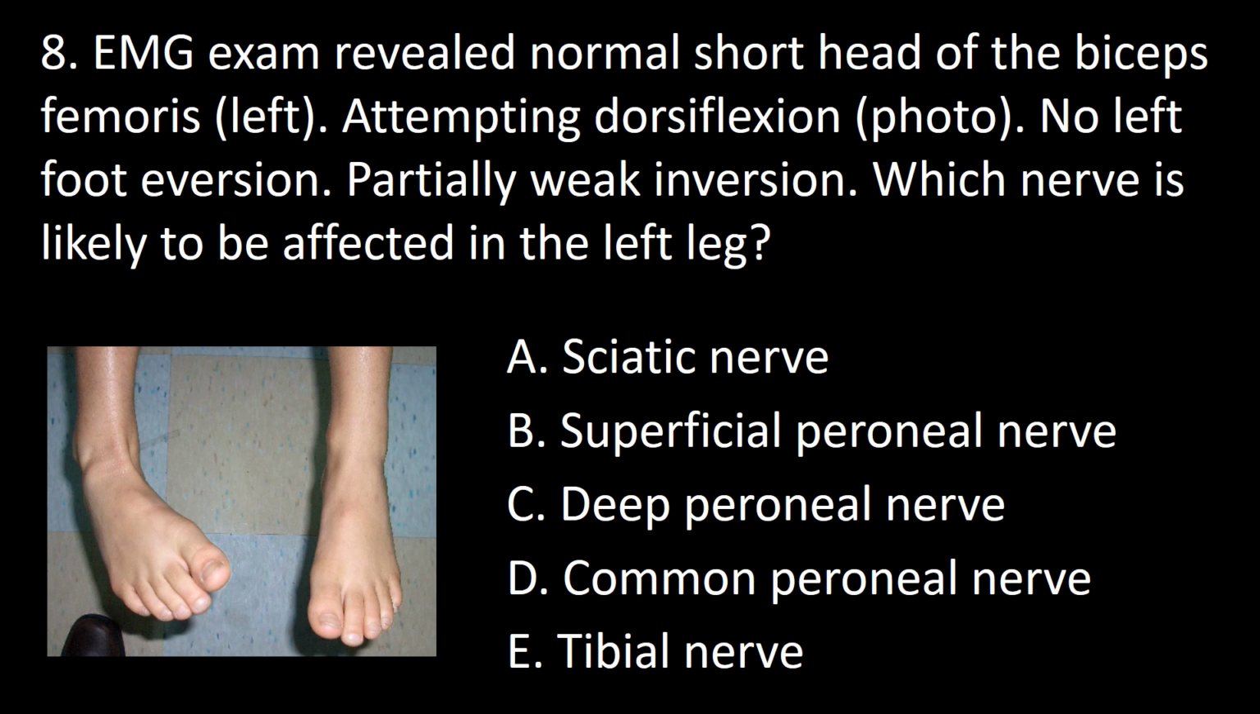Next question. EMG exam revealed normal short head of the biceps femoris. Left, attempting dorsiflexion, shown in the photo: no left foot eversion, partially weak inversion. Which nerve is likely to be affected in the left leg? A. Sciatic nerve, B. Superficial peroneal nerve, C. Deep peroneal nerve, D. Common peroneal nerve, E. Tibial nerve.